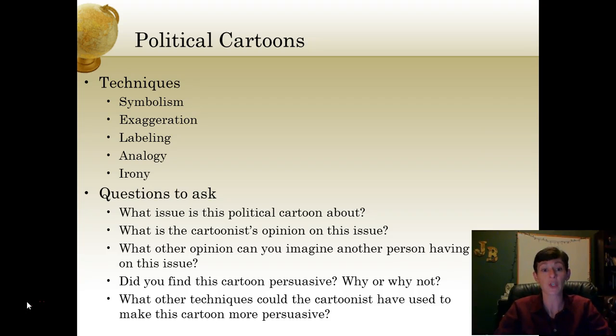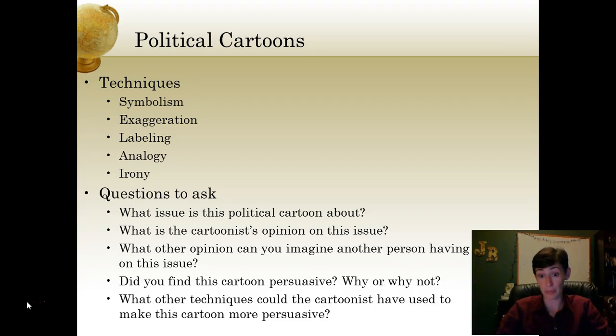So questions to ask. What issue is a political cartoon discussing? What is it portraying? What is the central concern or topic that it's talking about? What is the cartoonist's opinion on the issue? You should be able to figure this out. What other opinion can you imagine another person having about this issue? So the cartoonist has one perspective. What's the opposite perspective or an additional perspective that you can think of?